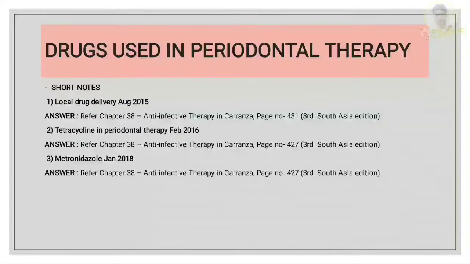Okay, so coming to the local drug delivery. Whenever you're writing about local drug delivery, first define what is local drug delivery. Write the indications, like when the local drug delivery is indicated. Write the types of local drug delivery, and also mention 2-3 lines about each type. Then coming to the next question, that is tetracycline. First write what is tetracycline, give a small introduction, then write the pharmacology, the clinical use, the dosage, and then write the semi-synthetic members of the tetracycline group, that is minocycline, doxycycline and all.